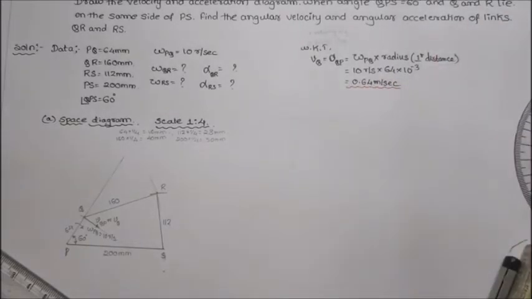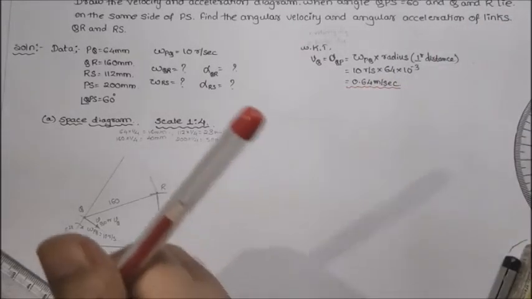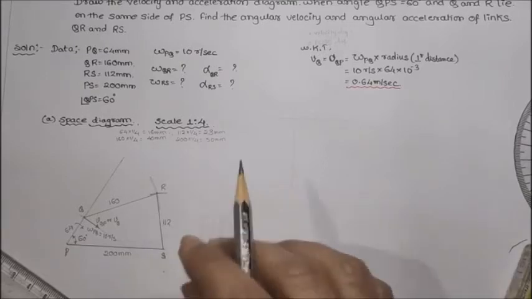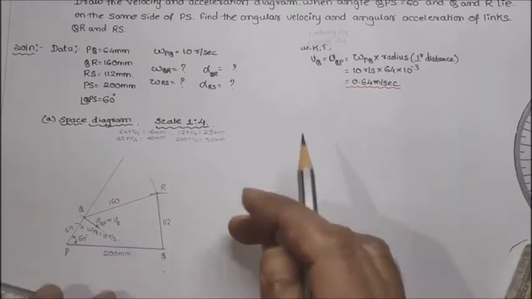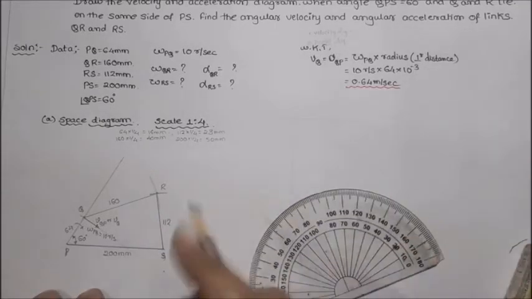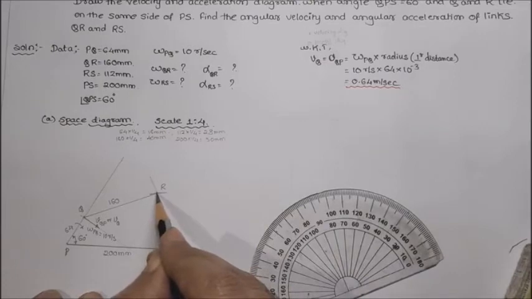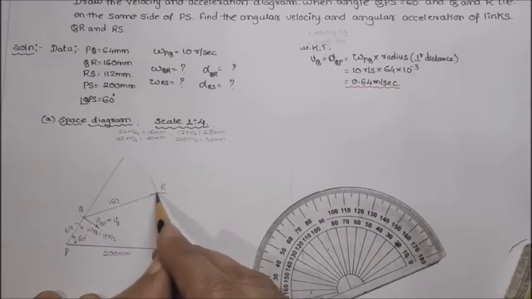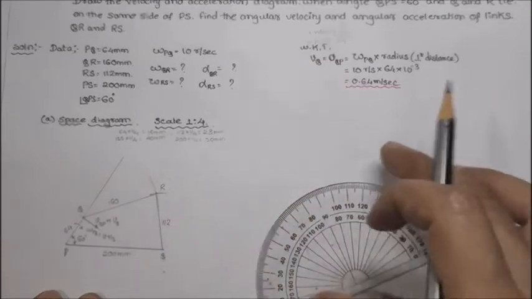So what we got? We got the magnitude as well as the direction. So using this magnitude and direction, we need to find out the other points. Before that, we have to find out another direction. So that is velocity of R with respect to S, and velocity of RQ also has to be found out. How to do that?